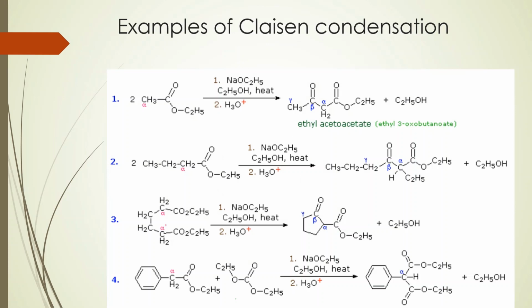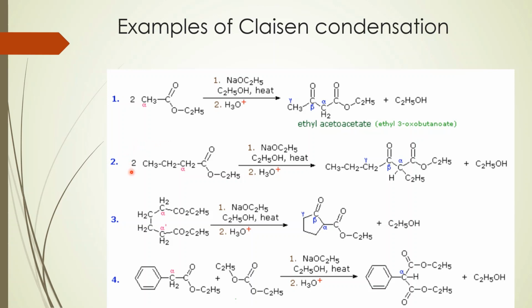Now, these are some examples of Claisen condensation reaction. You can see in the first example, this is the ester molecule. Two ester molecules it will take up, and this is a sodium ethoxide molecule, which acts as a base here in presence of ethanol. The last workup step is with H2O, H3O positive, that is hydronium ion, and we will get the product that is ethyl acetoacetate. It is a beta ketoester.